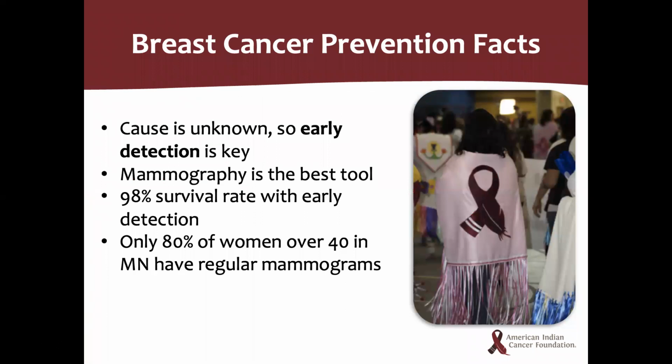So early detection is really key for breast cancer because the cause is unknown. With early detection, there's around a 98% survival rate on average, but around only 80% of women over the age of 40 in Minnesota have regular mammograms. Later on, we'll break that down by race and ethnicity. And so the best tool we really have right now for detecting breast cancer is mammography. And within mammography, we have 2D and 3D mammograms.